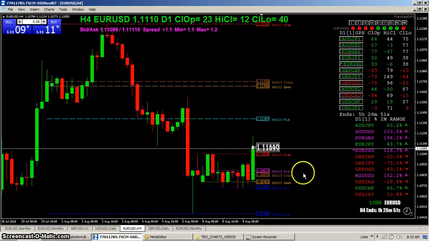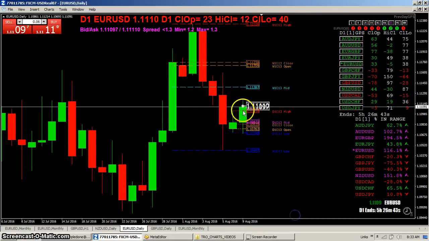We can look at it on H4. You can see there you had a strong H4 bar, or you can just look at the daily and see here if you go with the color of the day, it was a profitable trade.